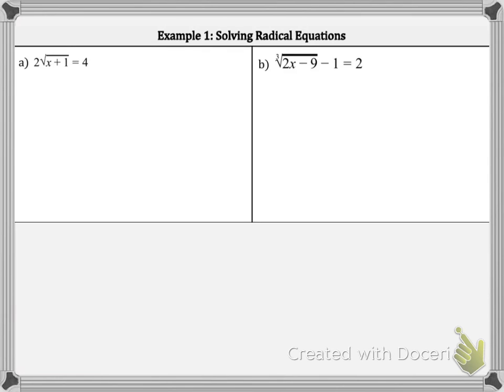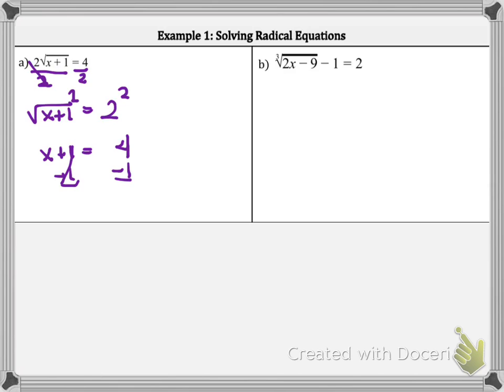So this first one, solving radical equations. We have 2 square root of x plus 1 equals 4. So to solve, we're going to divide by 2 because we want to isolate the radical. So we have square root of x plus 1 equals 2. Then in order to cancel out the square root, we're going to square each side. So this becomes x plus 1 equals 4. Then you subtract 1 from both sides. So x equals 5. Oh, no, not 5. X equals 3.